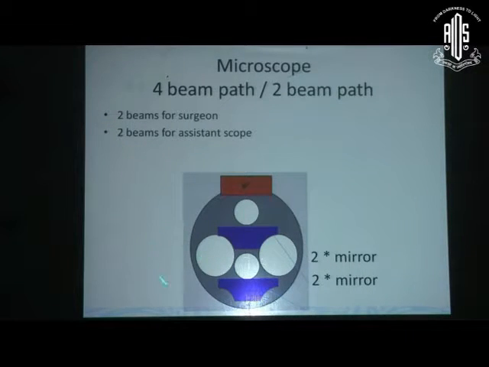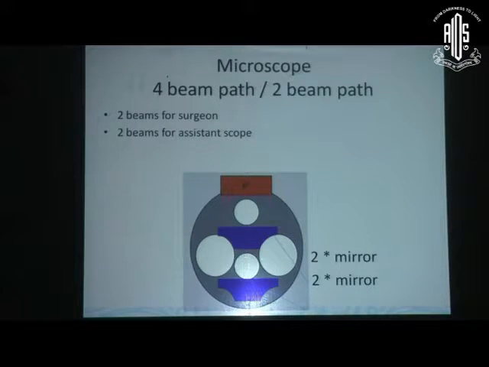The second improvement which came up in the microscope is that most microscopes basically have 2 beam paths. That means you will have 1 beam path and a second beam path, but some of the microscopes, Leica for example, have 4 beam paths. These 2 beam paths are primarily for the surgeon, and the other 2 beam paths are for the assistant scope, as well as for recording. In other words, 100% of the light coming through this beam path is deviated to the surgeon without any compromise in the quantum of the light.